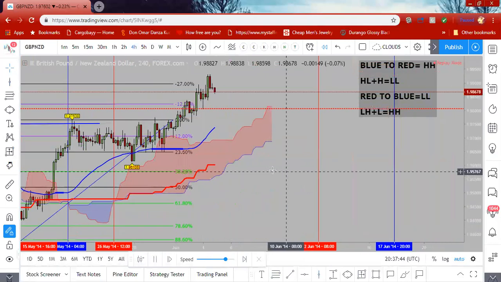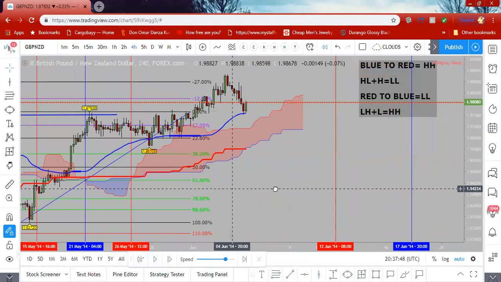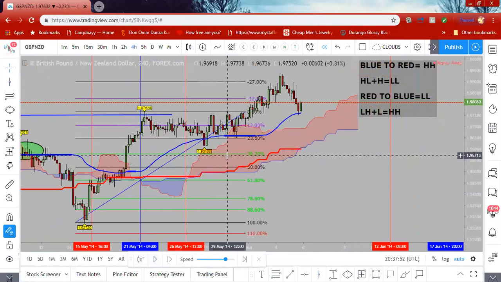All right, so let me stop this real quick. So you see right here, I was expecting price to come down here and hit my 38.2, right? I didn't get that 38.2 touch. So because I didn't get it, I know price is going to continue up.